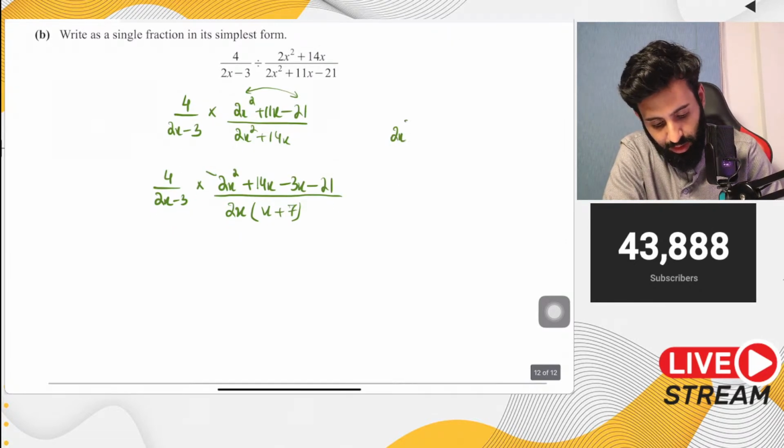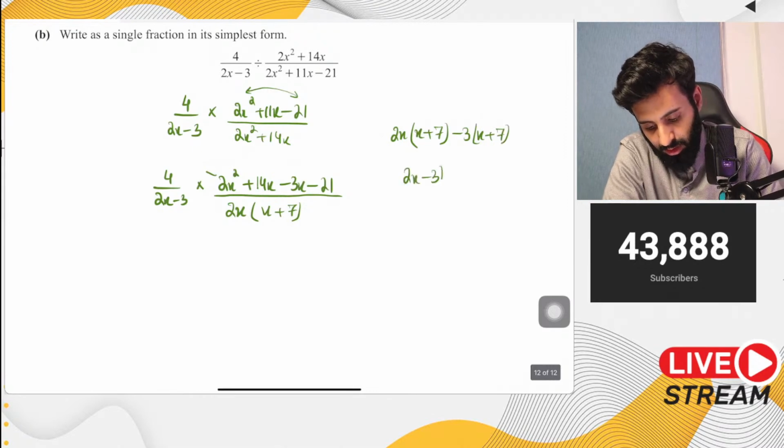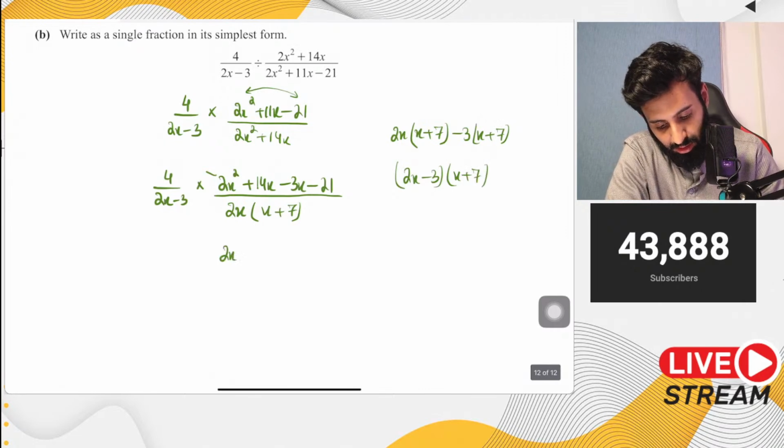Let's factorize this, in fact. We're not going to call this simplification, we're going to call this factorization. So if you take 2x common, you have x plus 7. And then if you take minus 3 common from minus 3x minus 21, you have x plus 7 also. So you have 2x minus 3 into x plus 7. So this can be written as 2x minus 3 into x plus 7.